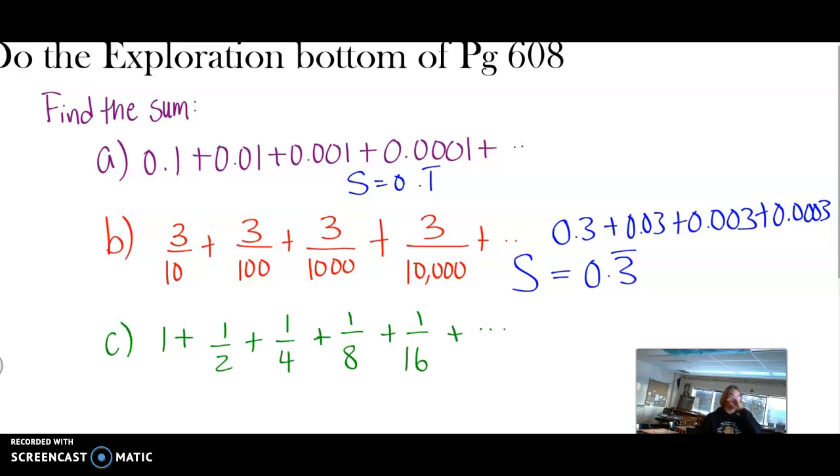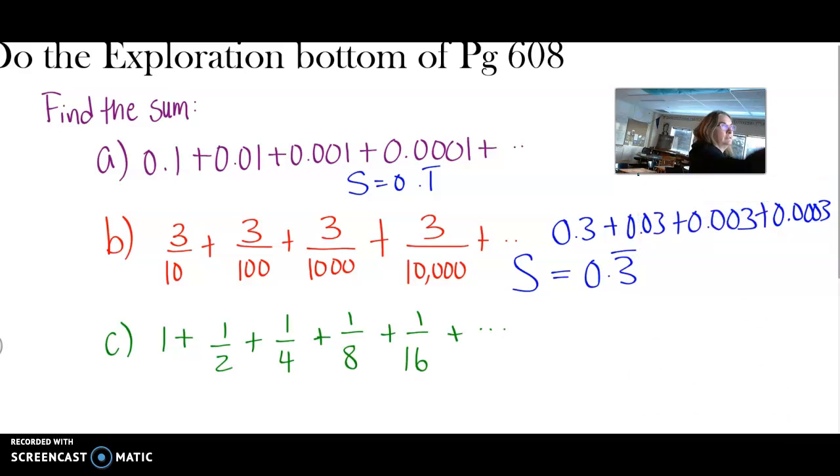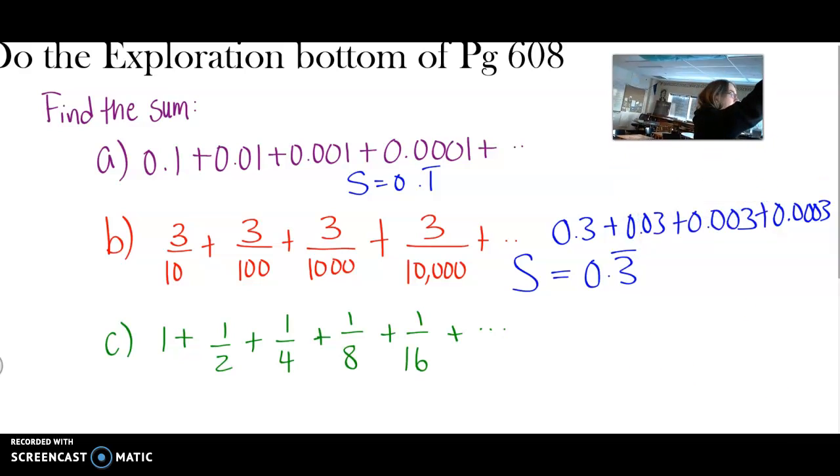All right, look at C, and why don't you try to figure out what you think. Is the sum going to converge, or is it going to diverge? Pause the video, think about it on your own, and then let's come back to it.